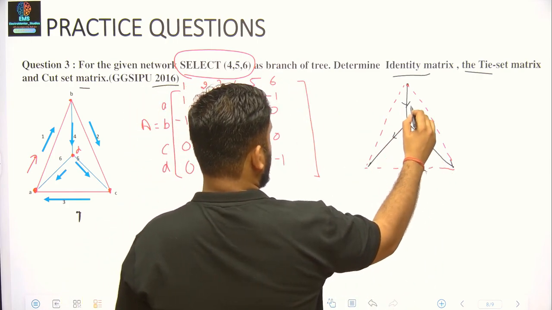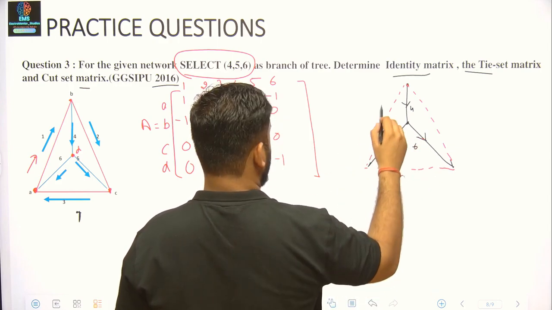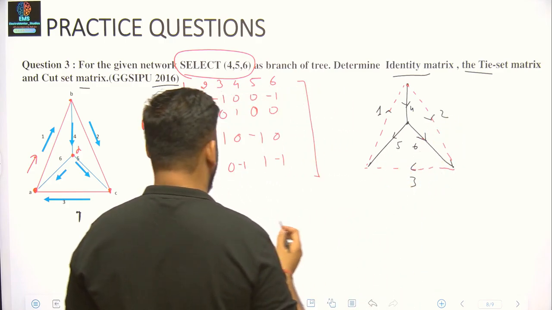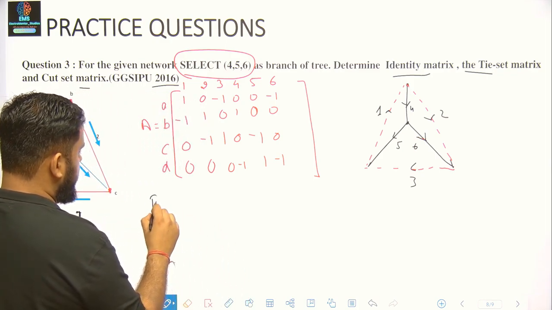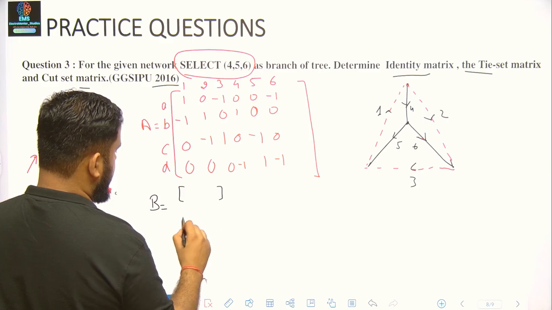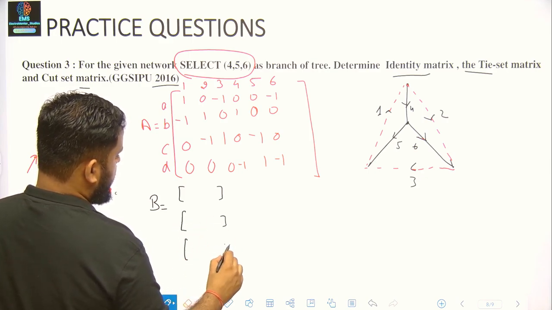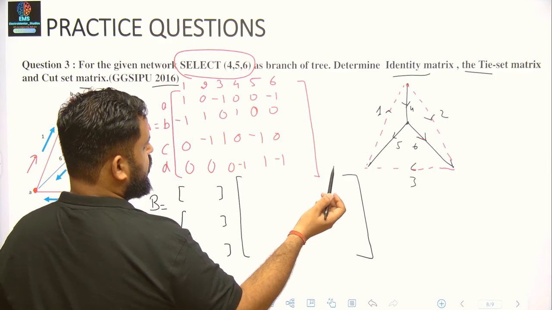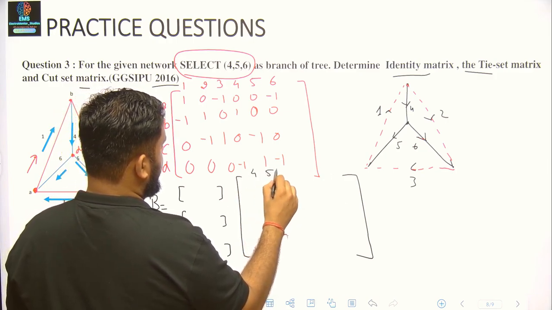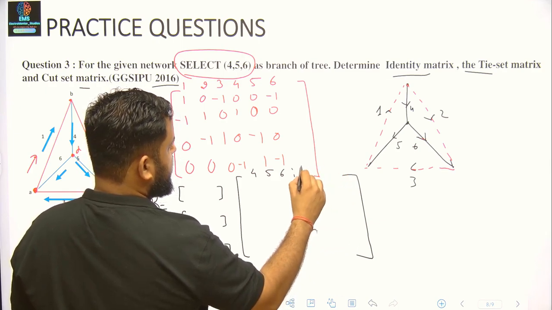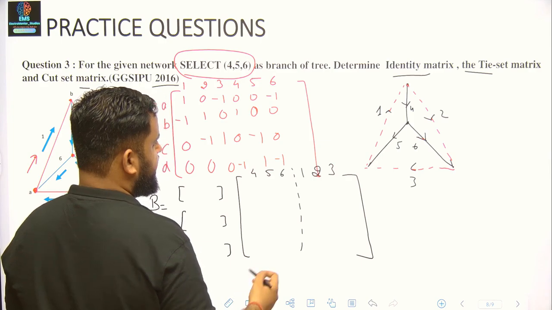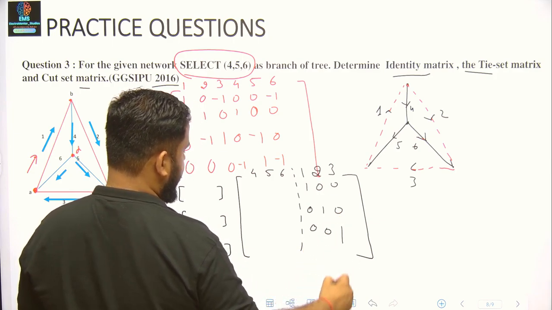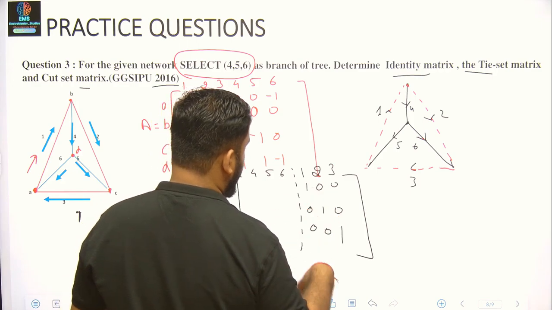So now we have 4, 5, 6 and we have 1, 2, and 3. So my tie-set matrix, that is B, the number of links decides my tie sets. So we have twigs as 4, 5, 6, and links as 1, 2, and 3. So we already know this is going to be my identity matrix. So let's finalize it the way we can quickly do it in the exam.